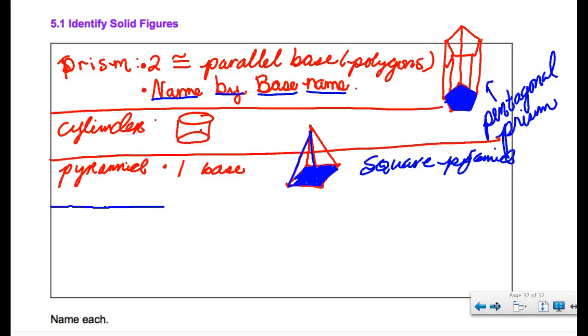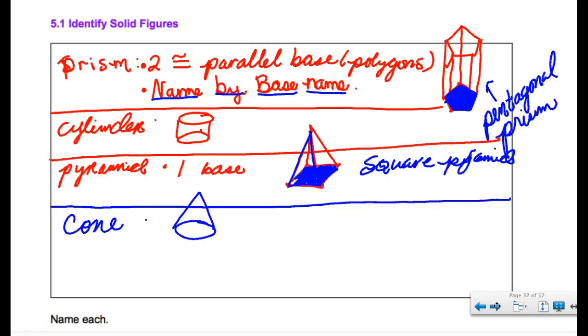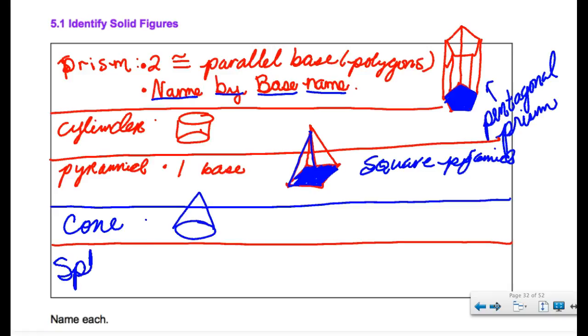Next up, we've got our cone. And the cone is just like the pyramid, only the base is a circle, and you should know what a cone looks like, so good to go there. And lastly, the sphere, which looks like a basketball.